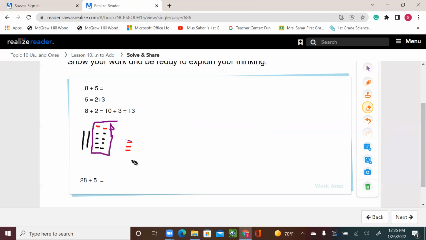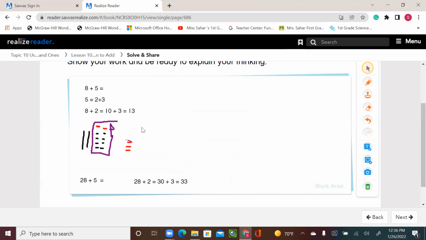Okay, so now I have 10 and 3 ones. So let's write down 28 plus 2 equals, very good, 30. And then 30 plus, how many ones do I have remaining here? 1, 2, 3. 30 plus 3 equals 33. Put this down. So that means 28 plus 5 equals 33.